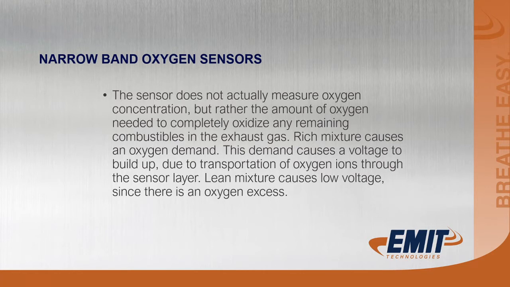A narrowband oxygen sensor does not actually measure oxygen concentration, but rather the amount of oxygen needed to completely oxidize any remaining combustibles in the exhaust gas. A rich mixture causes an oxygen demand. This demand causes a voltage to build up due to the transportation of oxygen ions through the sensor layer. A lean mixture causes a low voltage since there is an oxygen excess. So, long and short is we're going to have more voltage coming from this narrowband O2 sensor the richer the engine gets. The more oxygen you have, the lower the voltage is going to be.